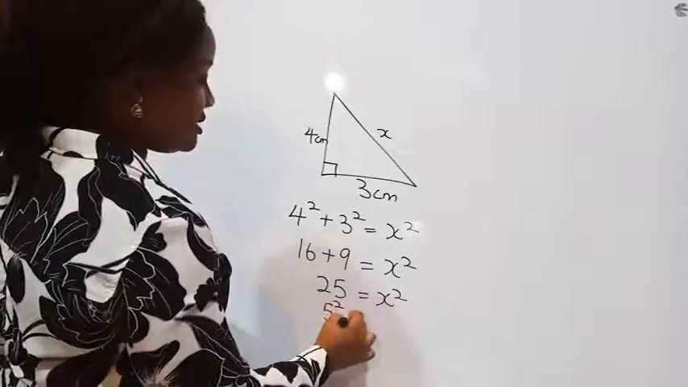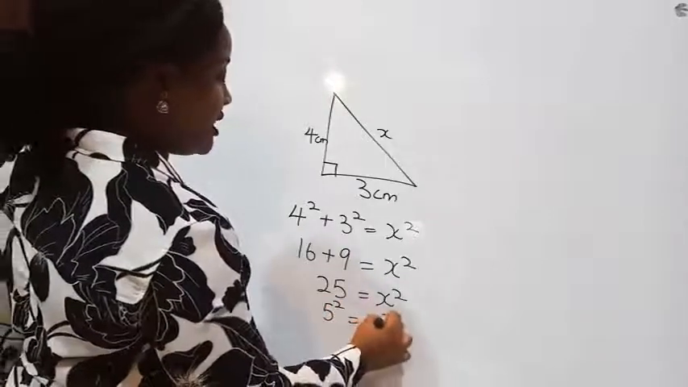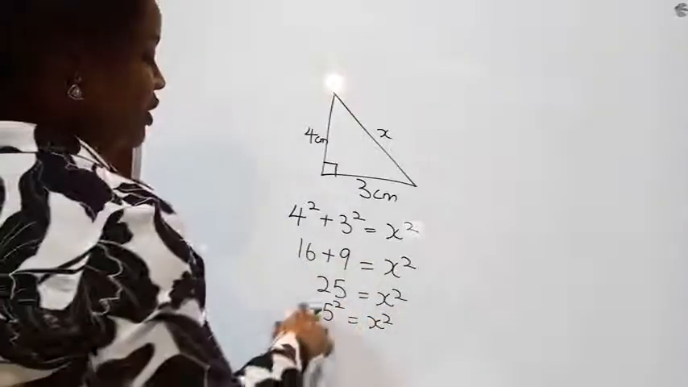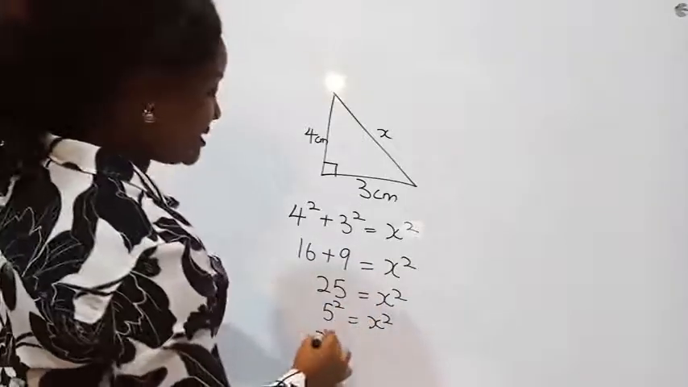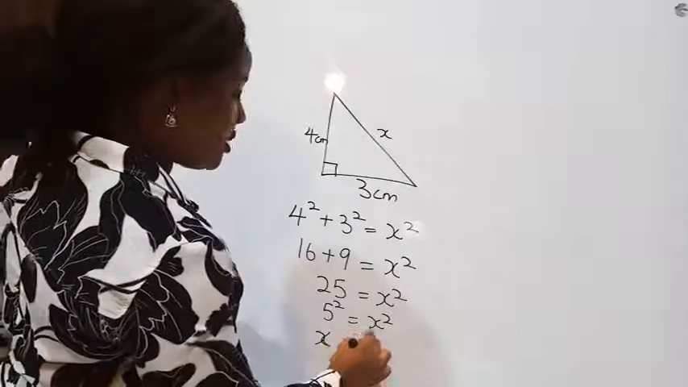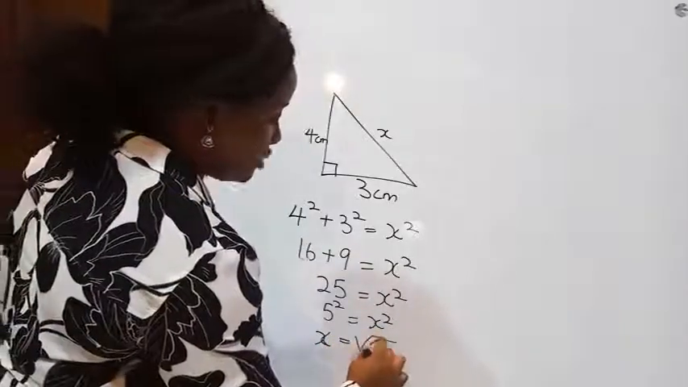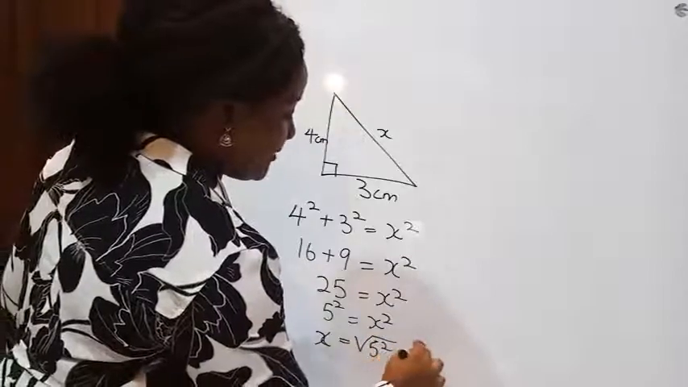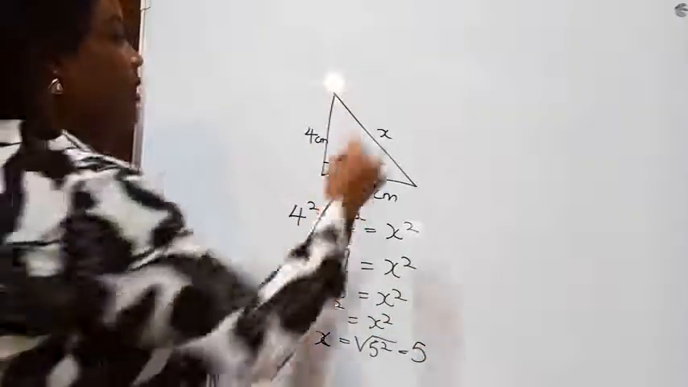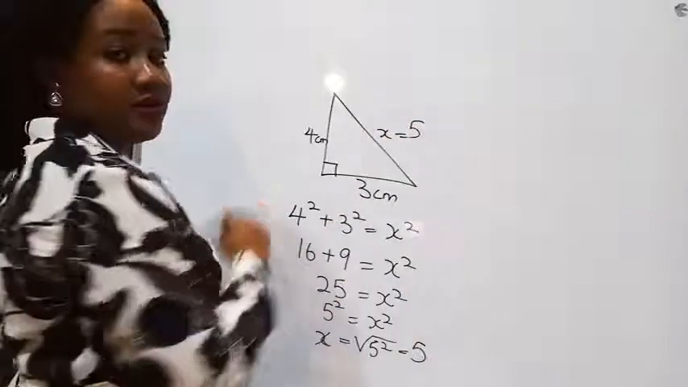Okay, yes. So if x squared is equal to 5 squared, so x is equal to the square root of 5 squared, which gives us 5. So our x equals 5.